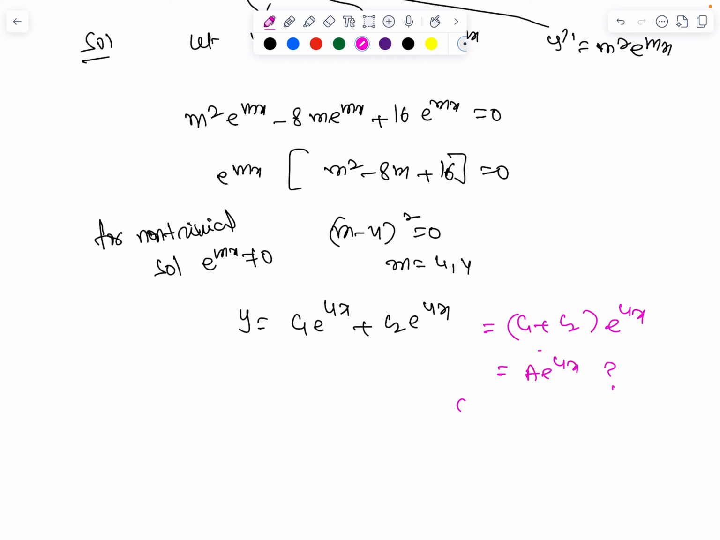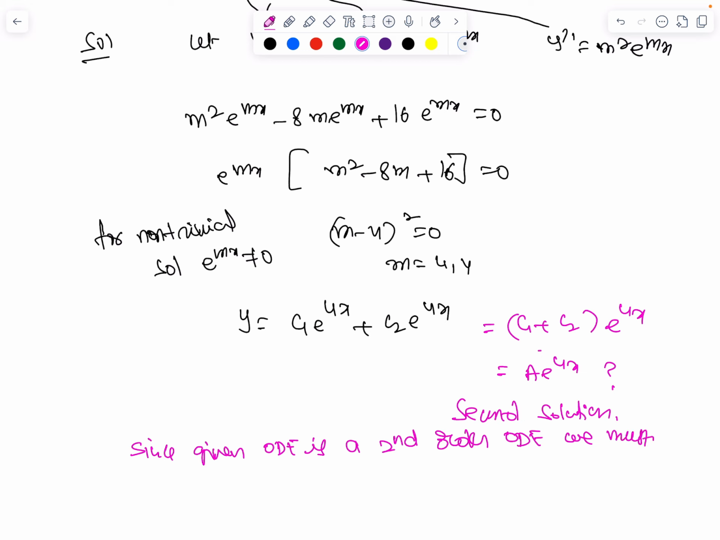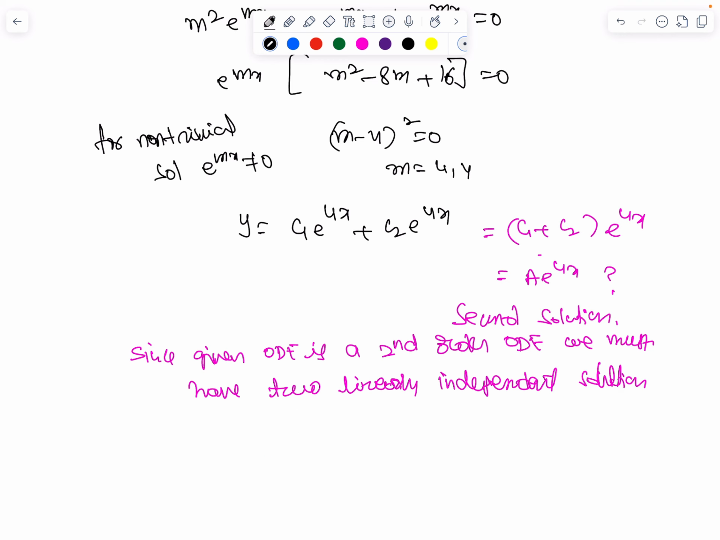What about the second solution? Since the given ODE is a second order ODE, we must have two linearly independent solutions. So whether you have or not, you have to check it. Now you can see that you are only having one solution. What about the second solution?